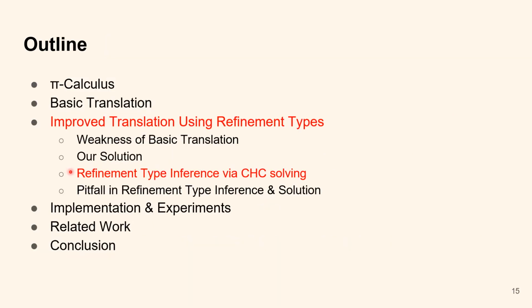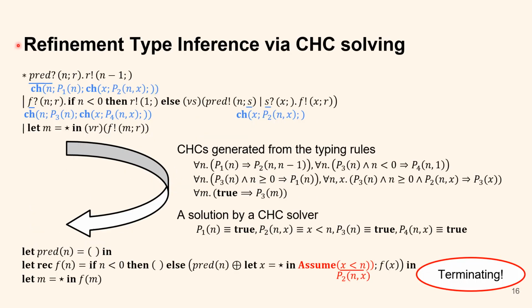Next, we will show you the refinement type inference via CHC solving. We can reduce the refinement type inference to a problem of CHC solving. First, we prepare these templates based on the simple types. Here, P1 to P4 are predicate variables. Next, we generate these CHCs from the typing rules.